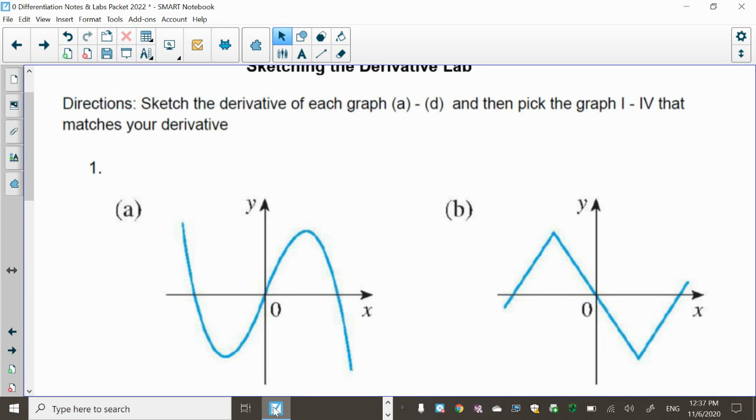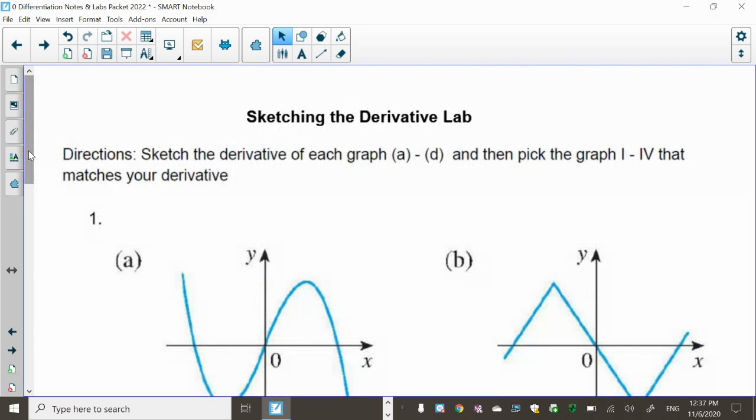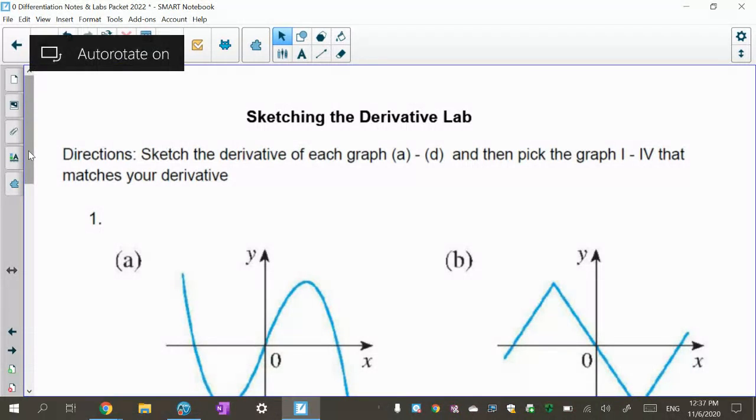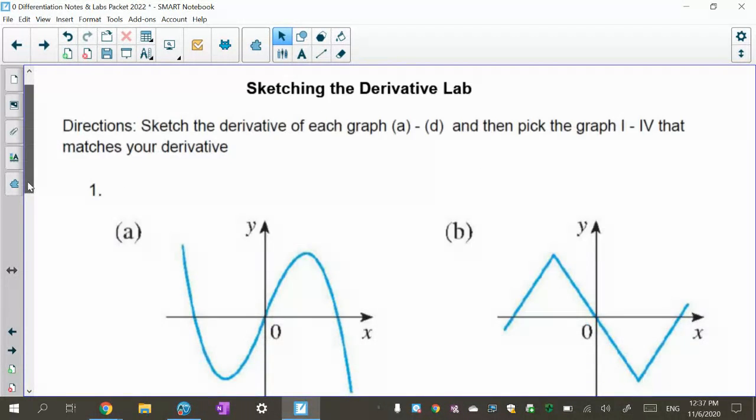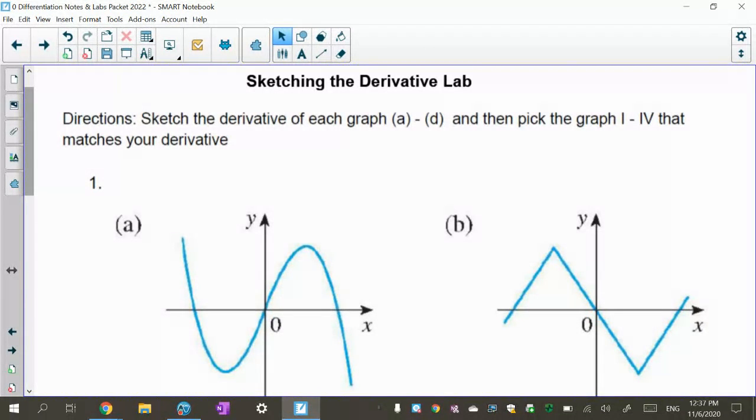Okay, this video has to do with sketching the derivative, and this lab is right in your packet called Sketching the Derivative Lab. I also have all the solutions in class, but I wanted to do some of the problems with you. We actually finished this in class, so it was kind of neat that we could practice this in class.